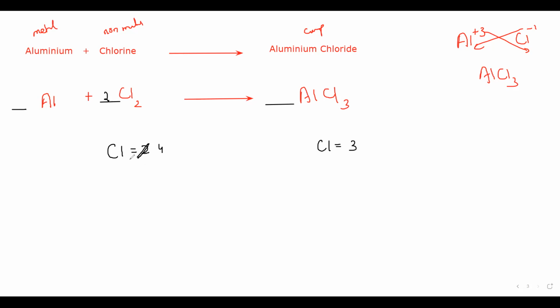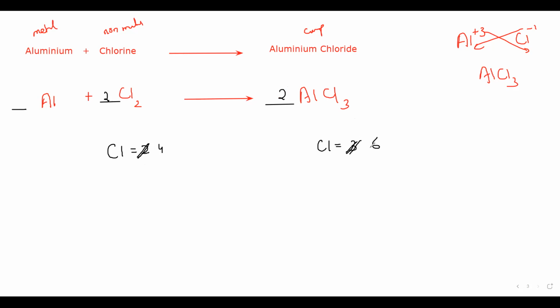Why is the equation not balanced? Because on the left hand side you have 4 chlorine, on the right hand side you have 3 chlorine. So we have to put a number here. 1 is already there, but if I put 2, then 2 multiplied by 3 makes 6. So now how many chlorine are there? It makes 6 chlorine on the right hand side.